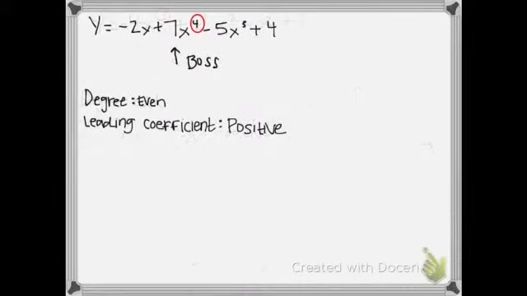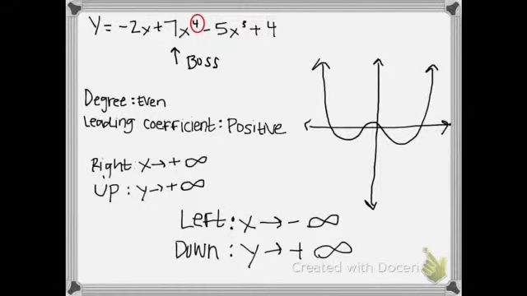For this equation, the leading term would be 7x to the 4th. The exponent would be 4, and the degree would be even. The leading coefficient would be positive. For the graph, the x would be positive infinity to the right, and the y would be positive infinity up. The x would be negative infinity to the left, and the y would be positive infinity up.